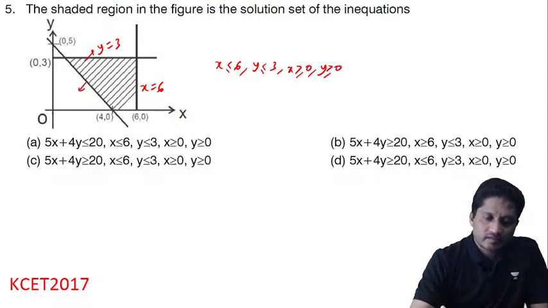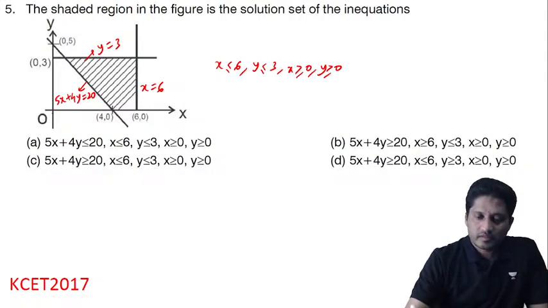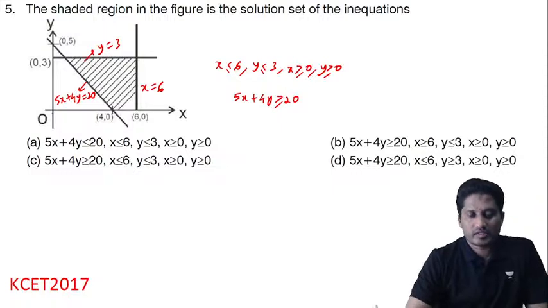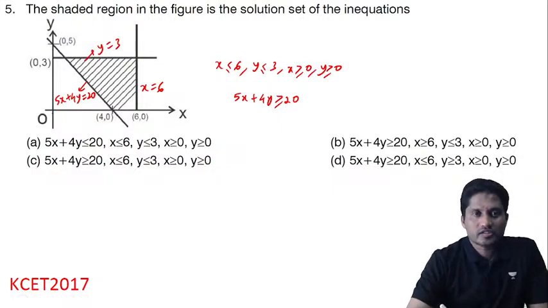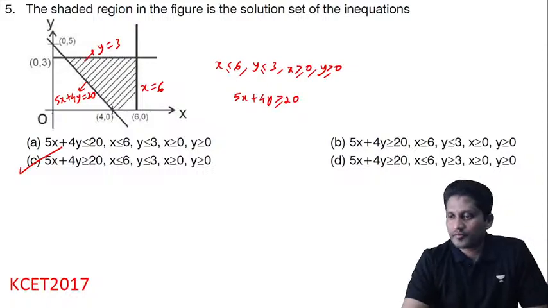This line 5x plus 4y is equal to 20. It's away from the origin. That's why this is 5x plus 4y greater than or equal to 20. Away from the origin. So the answer is 5x plus 4y greater than or equal to 20, x less than 6, y less than 3. Answer is option C. Let's move to the next question.